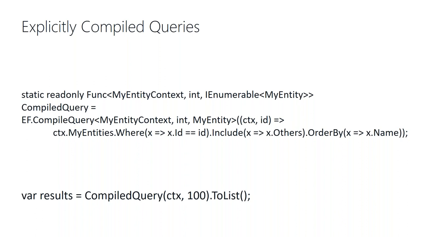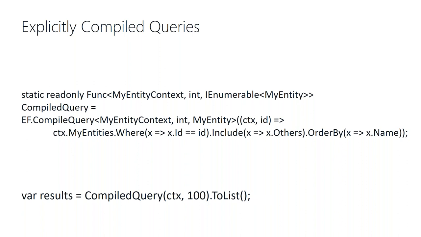So all I would have to do down here is say compiled query and then give it the DB context that I want it to be used with. I'm going to say the ID is 100, and then I'm going to say ToList. So if there were things with an ID of 100, then I would get those back as a list.